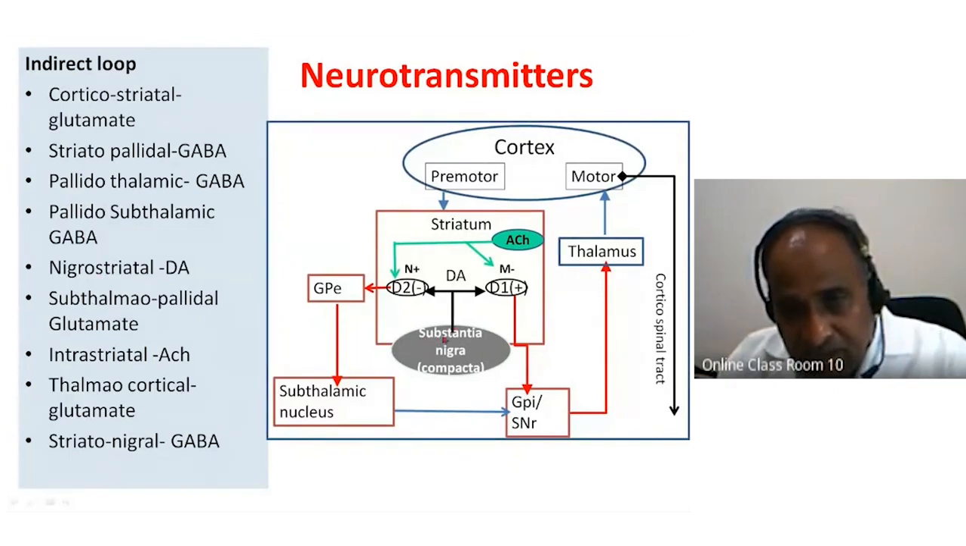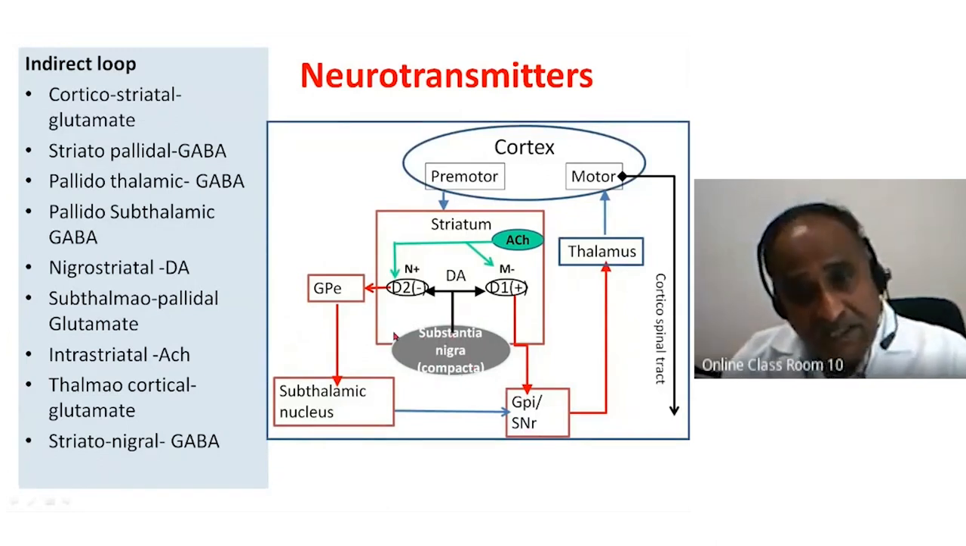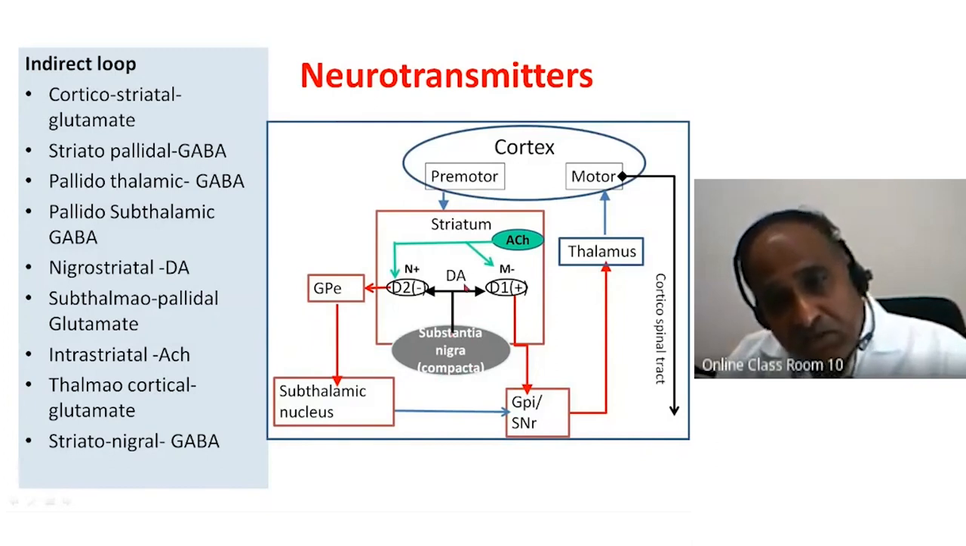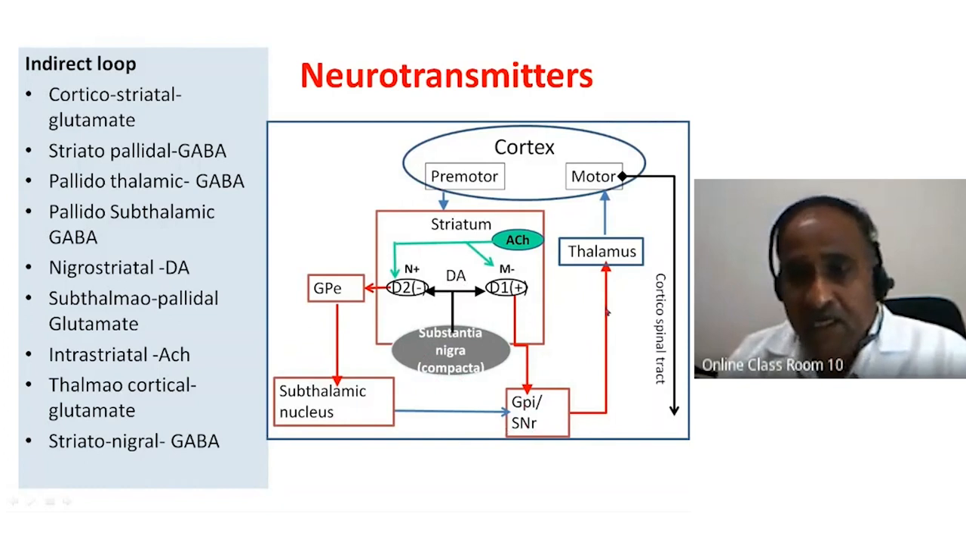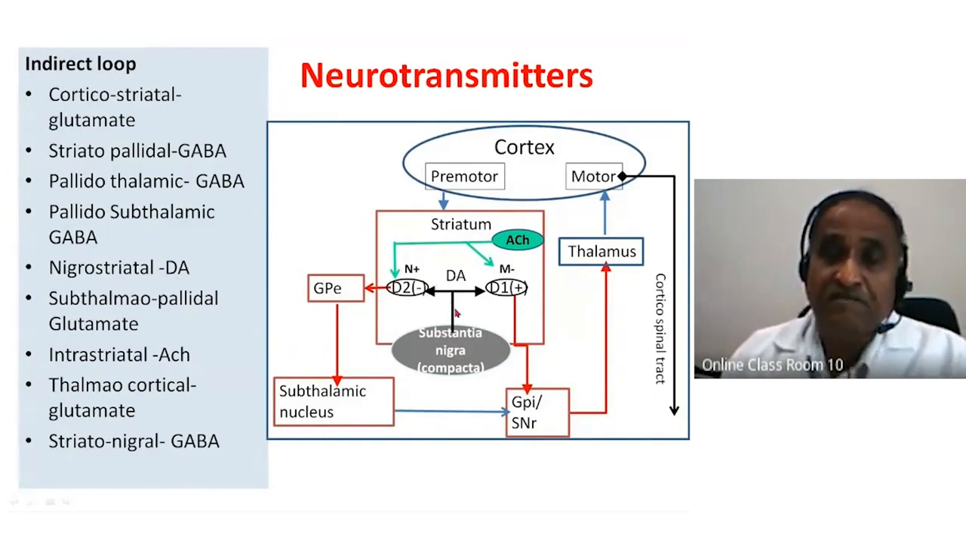Nigrostriatal, I am just mentioning substantia nigra compacta. I have divided here the substantia nigra. The substantia nigra compacta gives inputs to the striatum, and the substantia nigra reticularis gives inputs to the thalamus. That means it is along with the GPI. Now, SNC, that substantia nigra compacta, that is a nigrostriatal tract, is dopaminergic. This is what is destroyed in Parkinsonism.